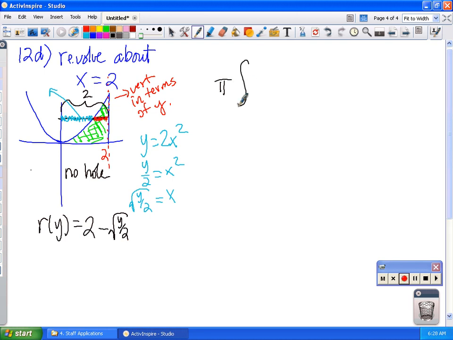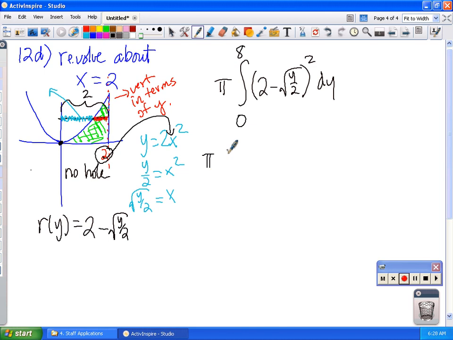There's my pi out front. We're collecting area in terms of y, so we're going to start at a y value of 0. The upper bound we're going to find by taking this x value of 2, substituting it in here to get the corresponding y value, and that gives me a y value of 8. Remember, we're in terms of y. The radius is 2 minus the square root of y over 2, squared, dy.